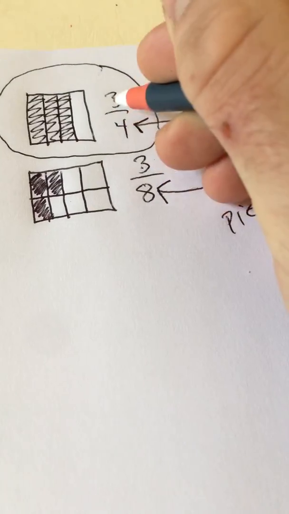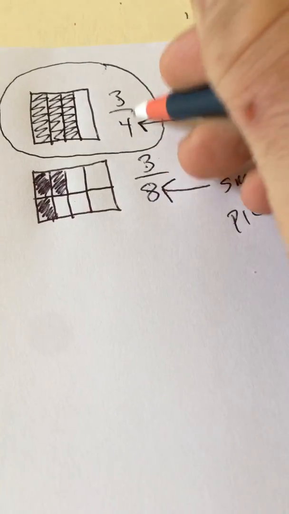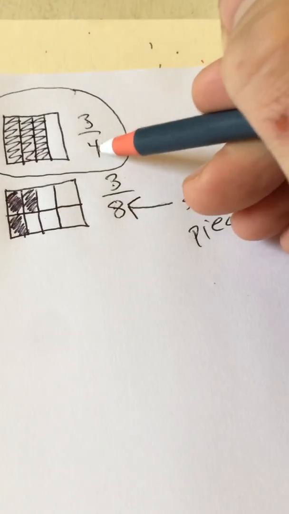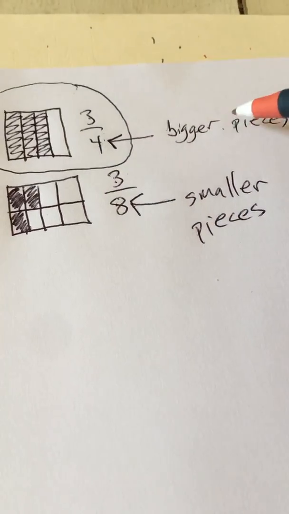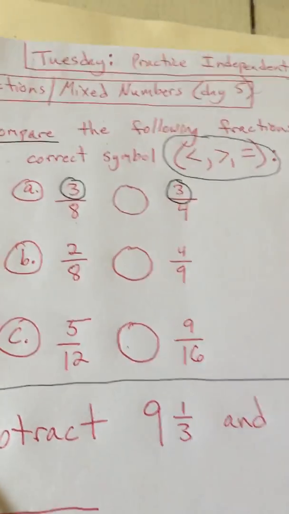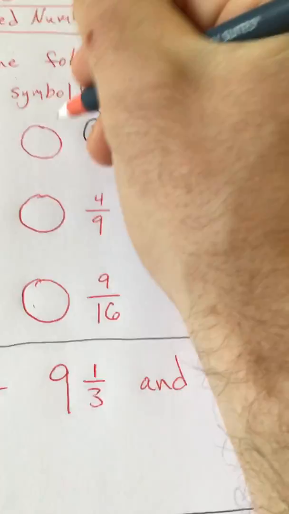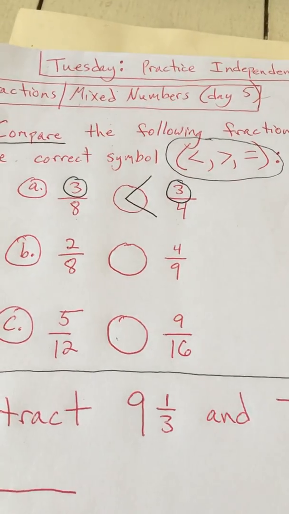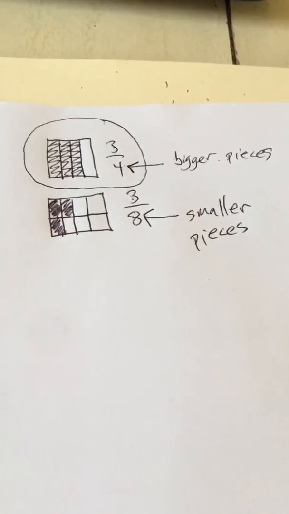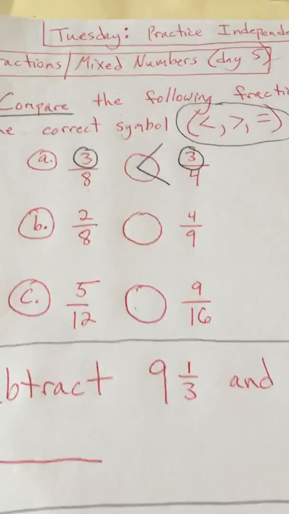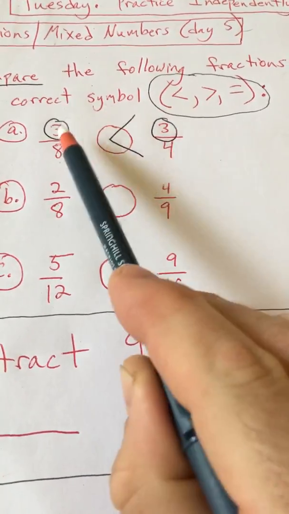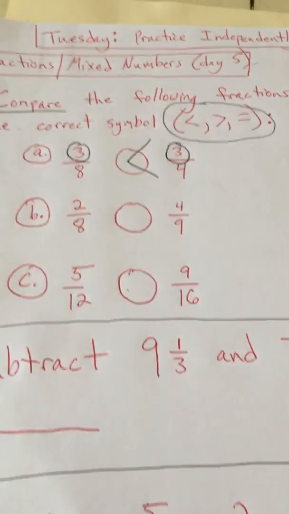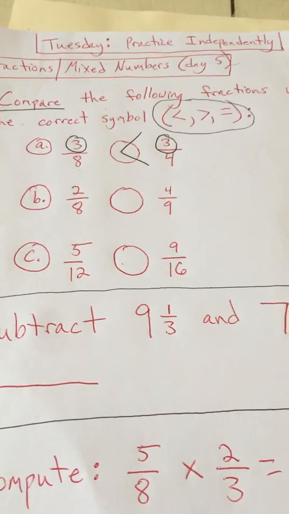So since we have 3 of these pieces and 3 of these pieces, the smaller number has bigger pieces. So 3/4 is greater than 3/8, and the way this is written, 3/8 is less than 3/4. Okay? 3/4 is more. So we got to make sure we use the symbol that is showing that this one is more. So this one is less than this one. Okay? Good job if you got that right.